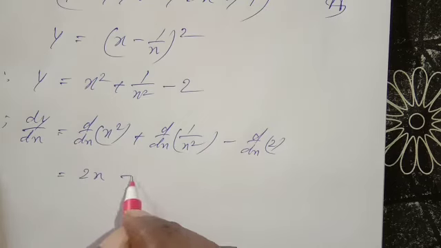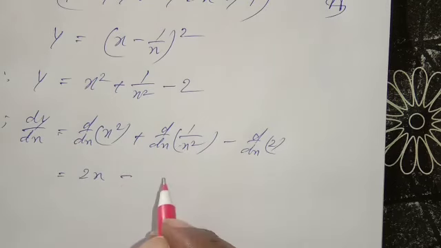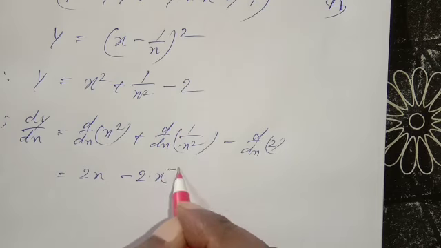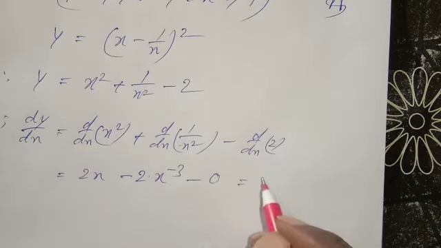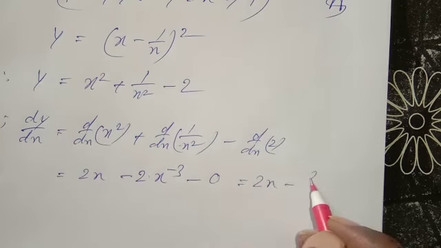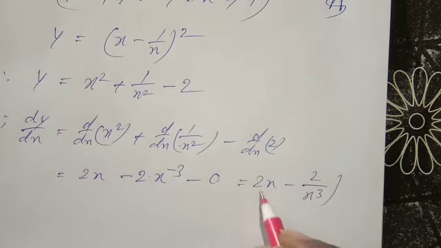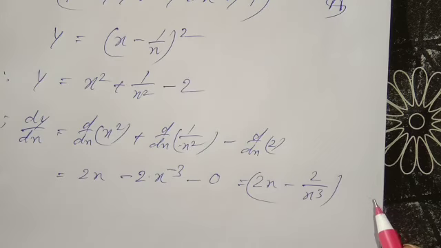dy by dx, derivative of x square, then derivative of 1 by x square, minus derivative of 2. Now write, x square derivative will be 2x. This will be x to the power minus 2. Minus 2 will come outside into x to the power minus 2 minus 1, that is minus 3. And this will be 0. The final, what will we get? 2x minus 2 by x cube. This is the answer. In this one, number 7, third part also completed. And the last part we will do, that is the fourth part of number 7.